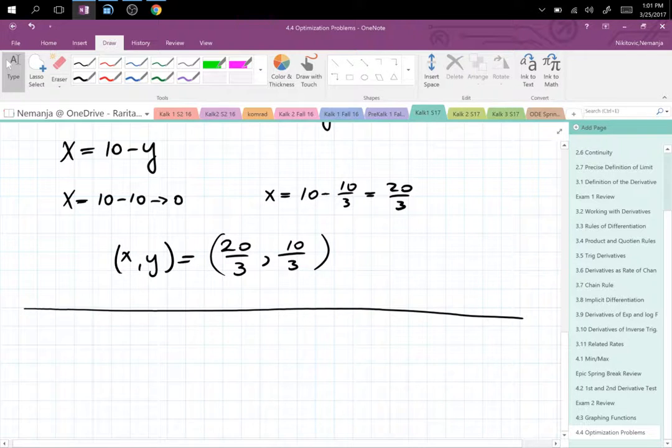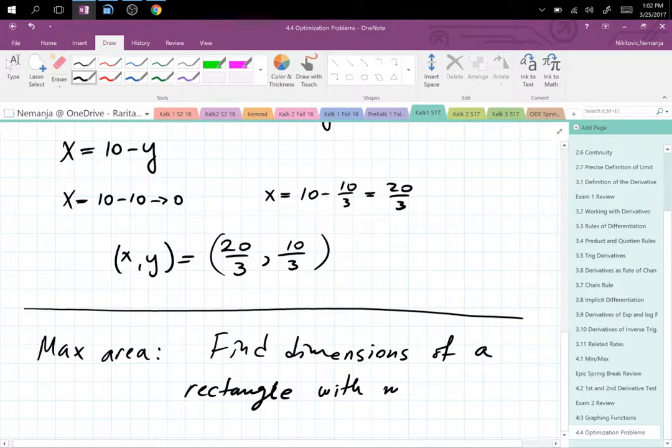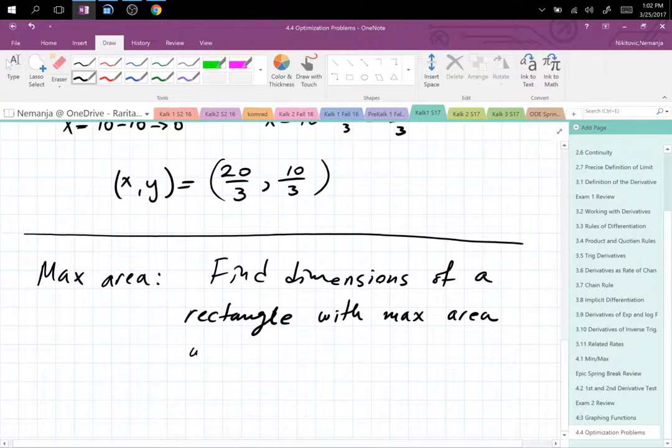All right, so let's see. Max area. So find dimensions of a rectangle with max area with perimeter $20.